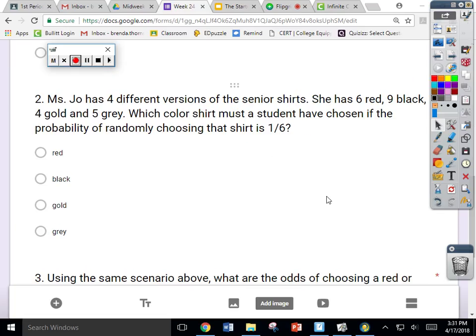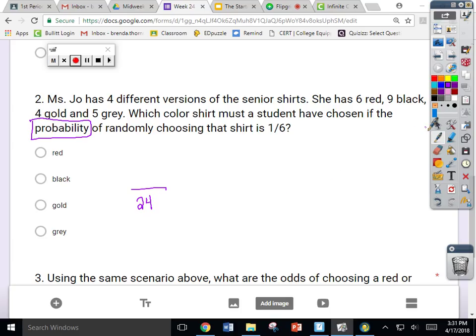Okay, number 2. So we're talking about probability again, and we're talking about these shirts. So first thing I need to do is figure out the total number of shirts, because again, I'm talking about probability, and so the bottom number needs to be the total number of shirts. So I would add 4 plus 5 plus 6 plus 9, and that gives me a total of 24 shirts.